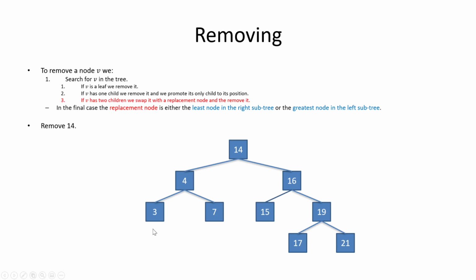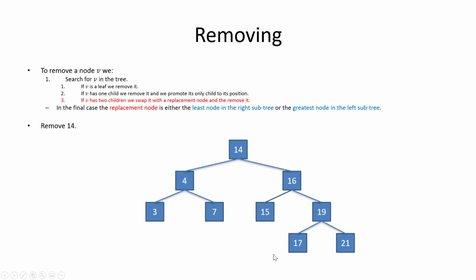And the reason is if we actually did the in-order traversal, the 7 is the node that comes right before 14 in that traversal, and the 15 would be the one that comes right after. So these are actually the nearby neighbors of 14 in the sorted order of the whole list. The way we could find them is the 7 is the largest node, the greatest node in the left subtree, and the 15 is the smallest node, the least node in the right subtree.